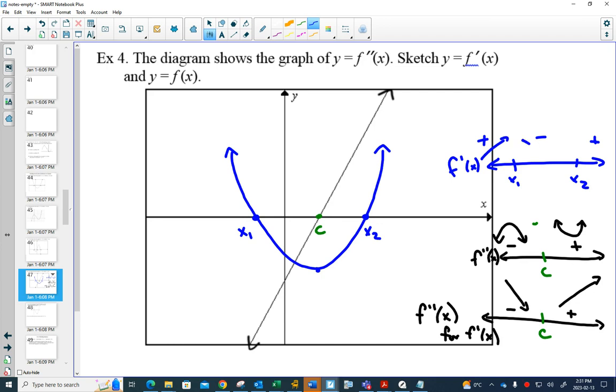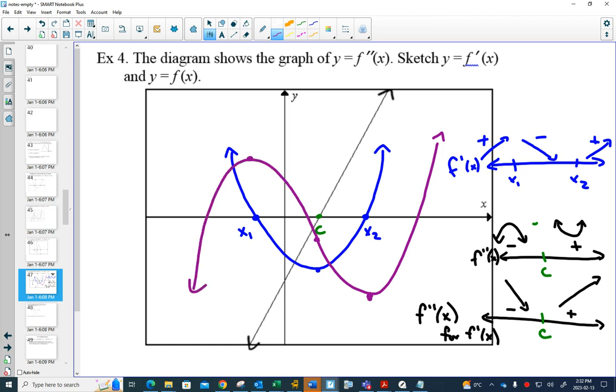What does that tell me about my original graph? It has to go in this direction. And so I'm going to have a maximum at x1, a minimum at x2, an inflection point somewhere at C, concave down, concave up. The purple one is f of x, and the blue one is f prime of x.